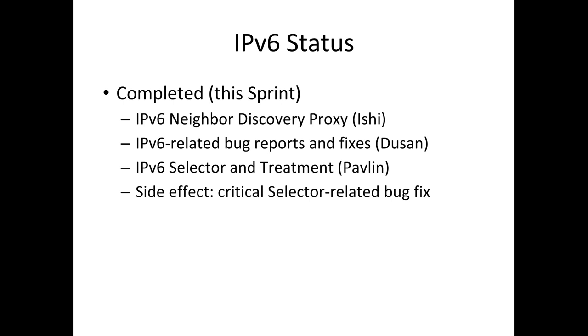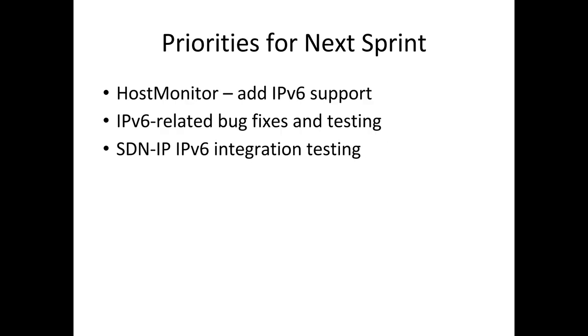Okay, so this is what we did this sprint. He finished the network discovery proxy. Then from Dusan we found a number of bugs and fixes. On my side, I finished the selector for IPv6, and there was the side effect of adding a few selector-related bugs which were fixed. And can you go to the next slide?